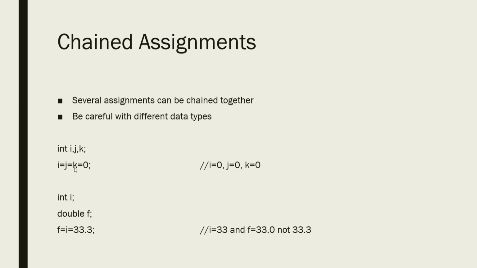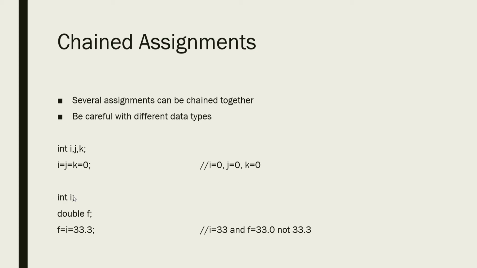So you can change these values. It can be k equals 0, or you can change this and it could be j equals k plus 1, so j would equal 1 and i would equal 1. So like I said, you have to be careful with different data types. Here we're declaring i as an int and f as a double. So like I said, you need to go from inside to outside.